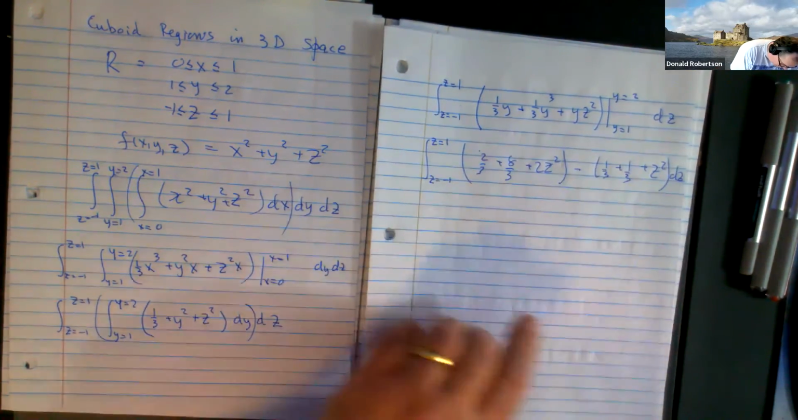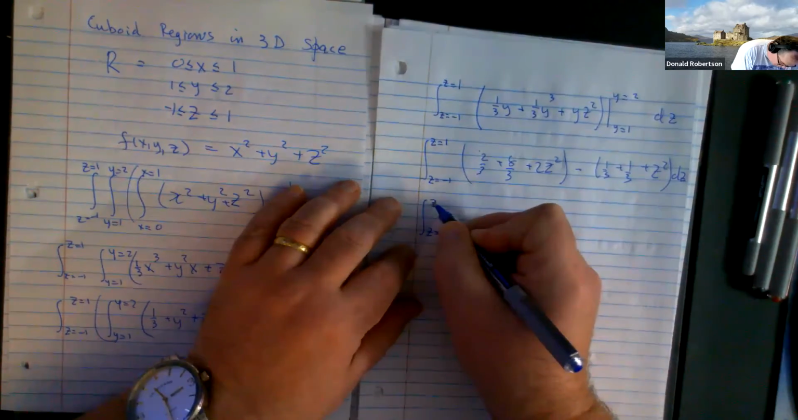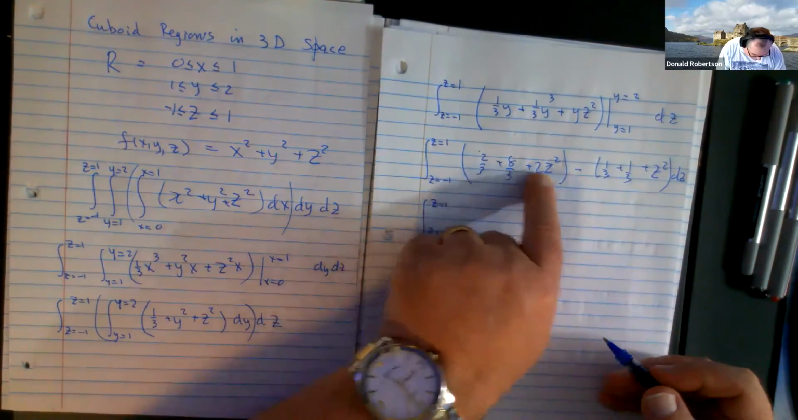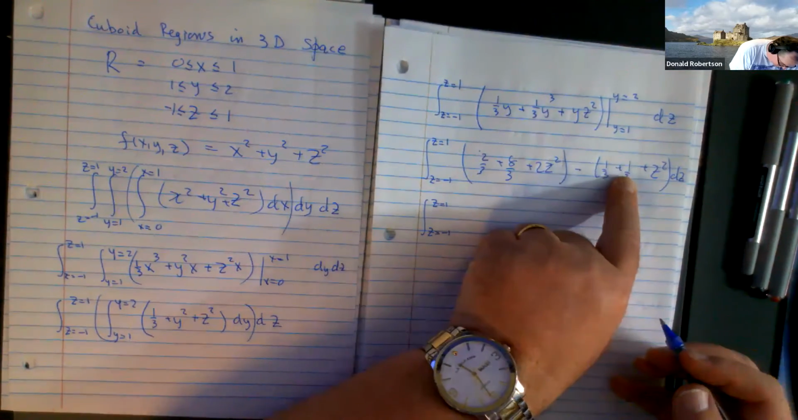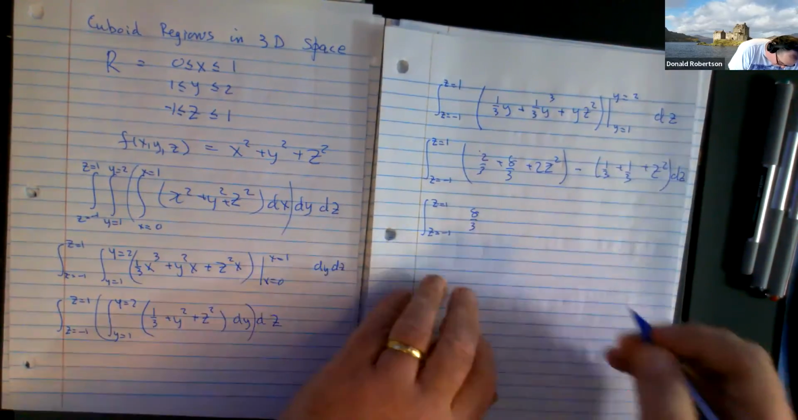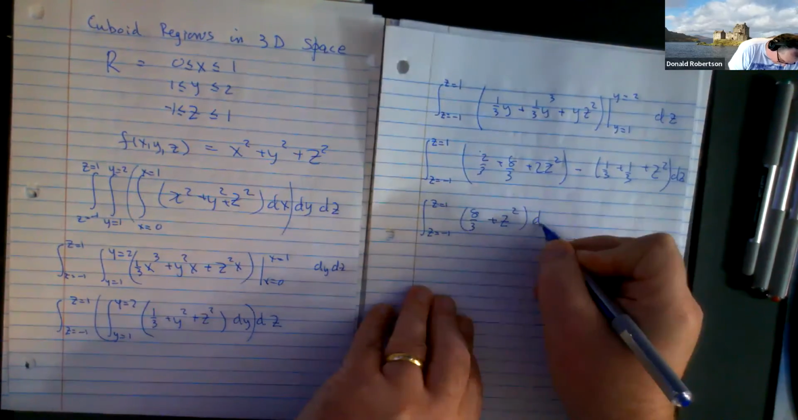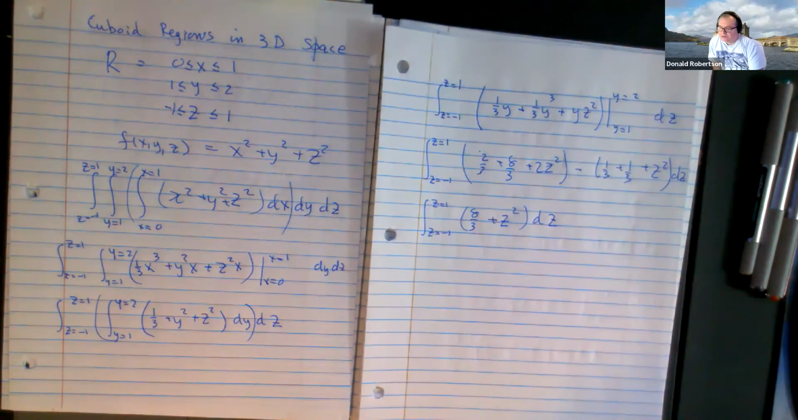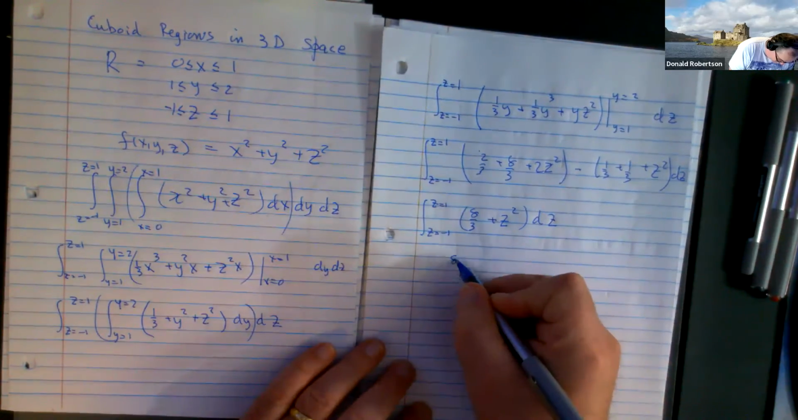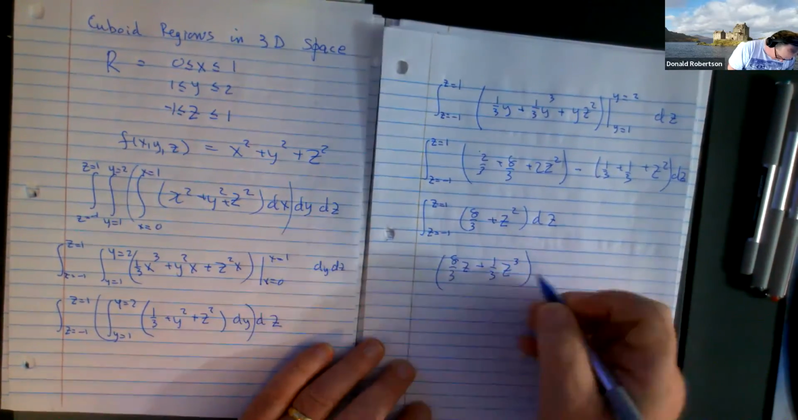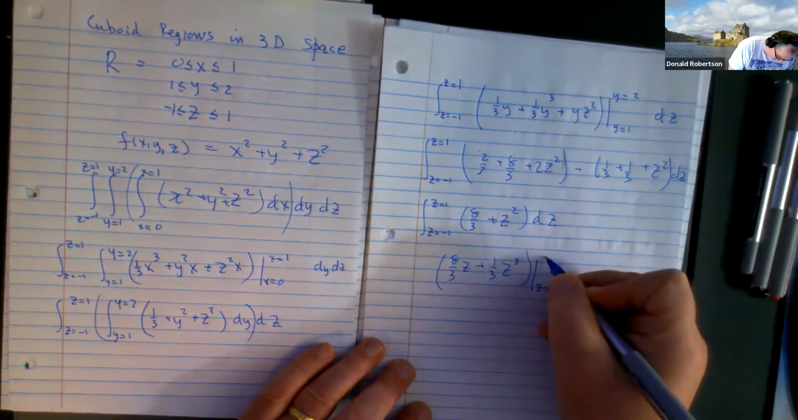So I get 2/3, 10/3, take away 1, 9/3, take away 1, 8/3. So it looks like 8/3. I have a 2z squared, take away a z squared. Looks like I've got 1z squared left over. You're all used to me by now. Does that look good? Right, so just keep going. 8/3 z plus 1/3 z cubed, evaluated from z equals -1 to z equals 1.